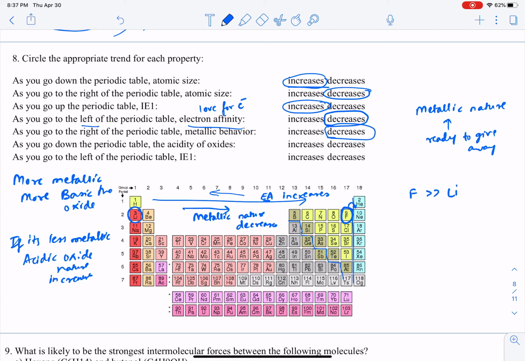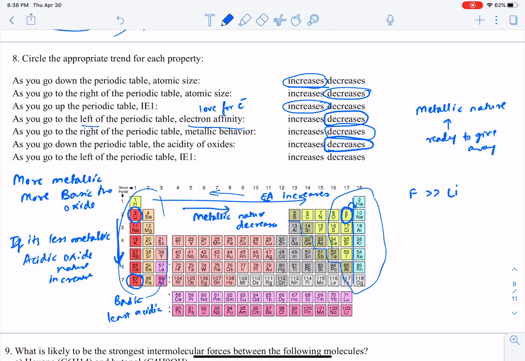So to the left side, what you will get is more of basic oxides, whereas on the right side you will get more of acidic oxide. As you go down the periodic table, the basicity increases, like it's more metallic, right? Francium would be more metallic than lithium, that's why it becomes more basic. Now it's asking about acidic, so if it's more basic, it's least acidic, right? So we can say that as you go down the group, the acidity of the oxides decreases.